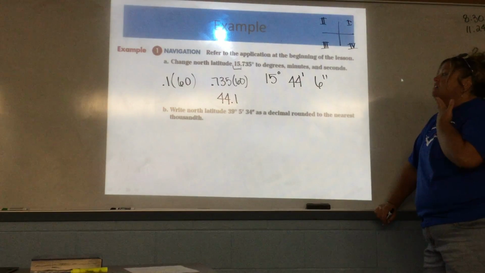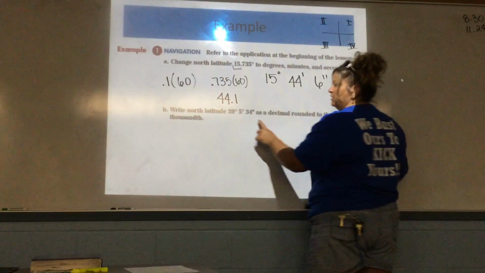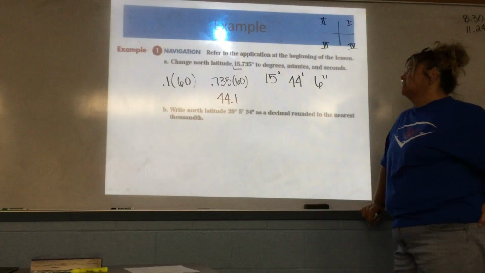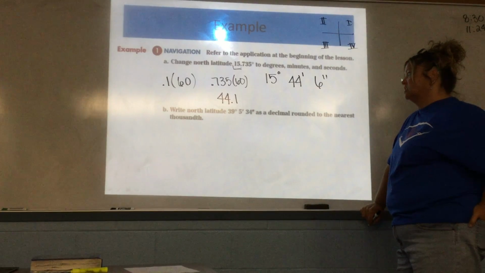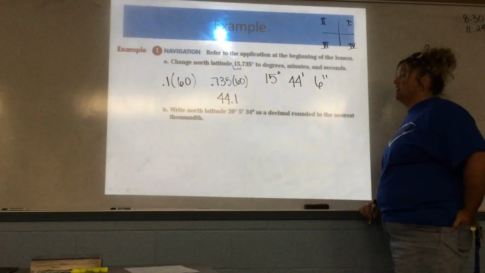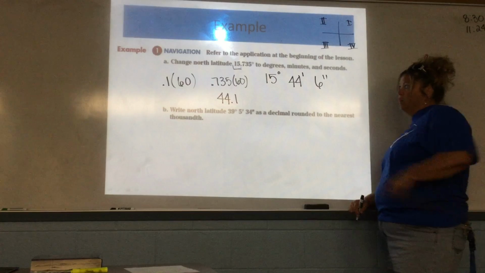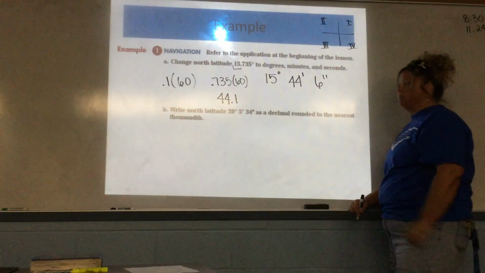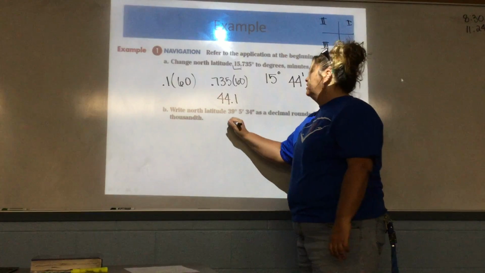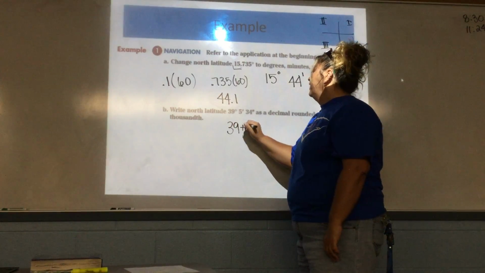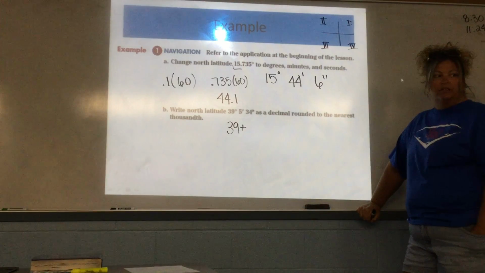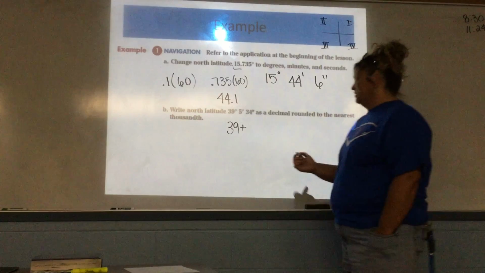All right, so this time though, they want us to work it backwards. It says take 39 degrees, 5 minutes, and 34 seconds, and round it to the nearest thousandth. It wants us to put this as a decimal, one big long degrees, like what we just started with. So does 39 change at all? No. So I'm going to have 39 plus, how do I change 5 minutes back? Multiply by 60?